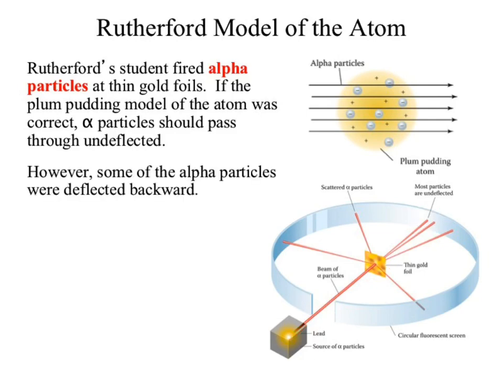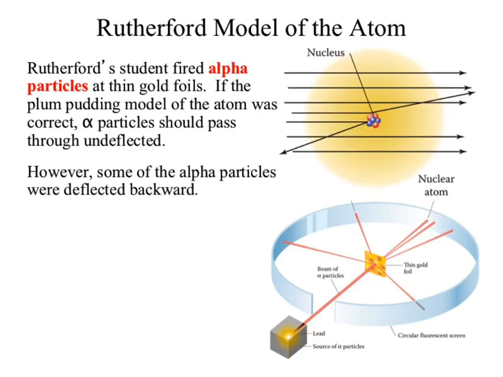So what did Rutherford then say? Well, Thompson, your model's wrong. We're going to say that there is a nucleus. That nucleus is going to have all of the protons located in it. All those protons that you theorize are now all located in that center spot.